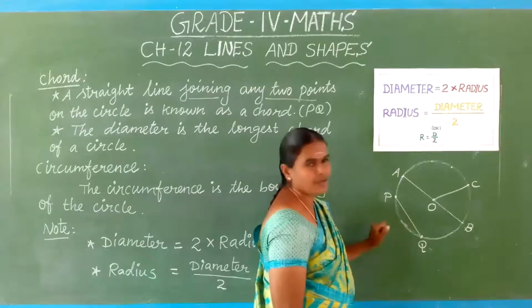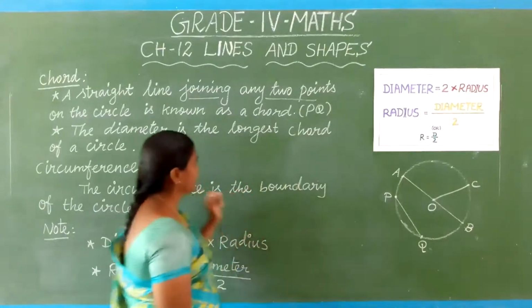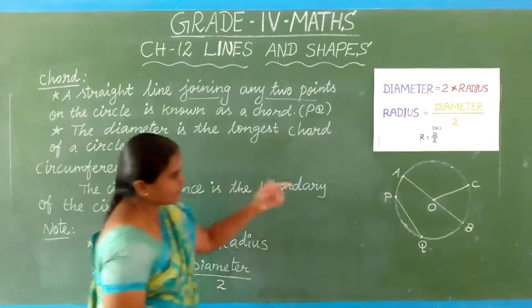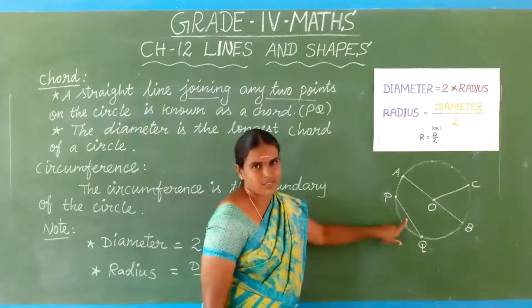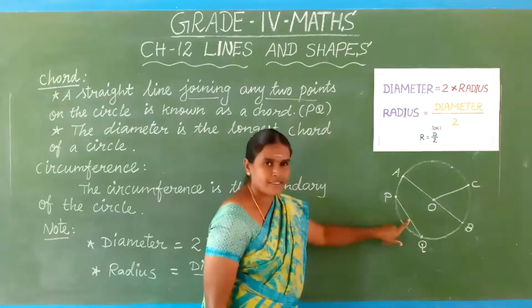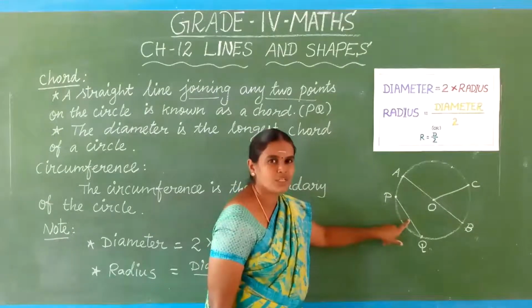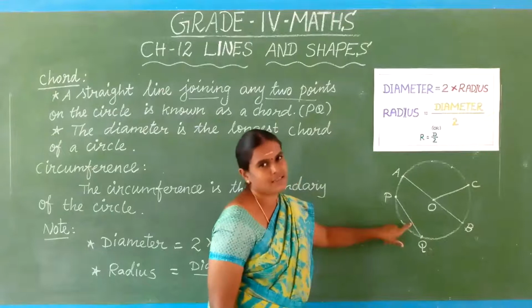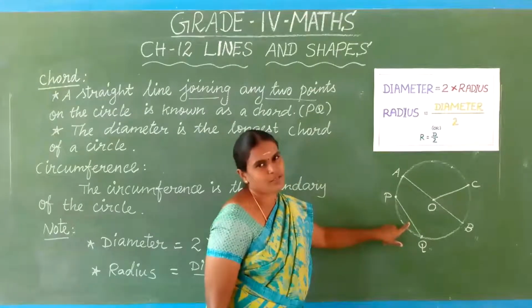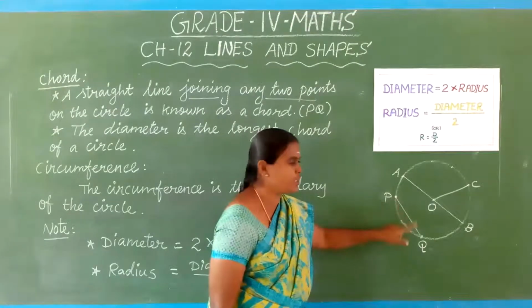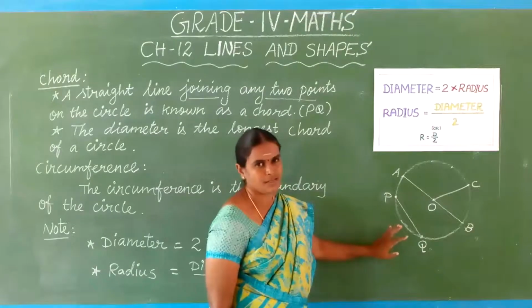So this is your chord, but this is not called a diameter. Diameter means passing through the center. Chord means there is no need for passing through the center. You just have to join any 2 points on the circle.